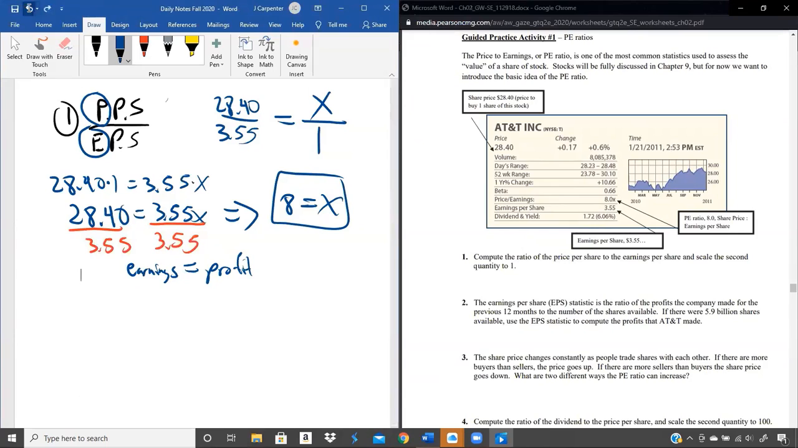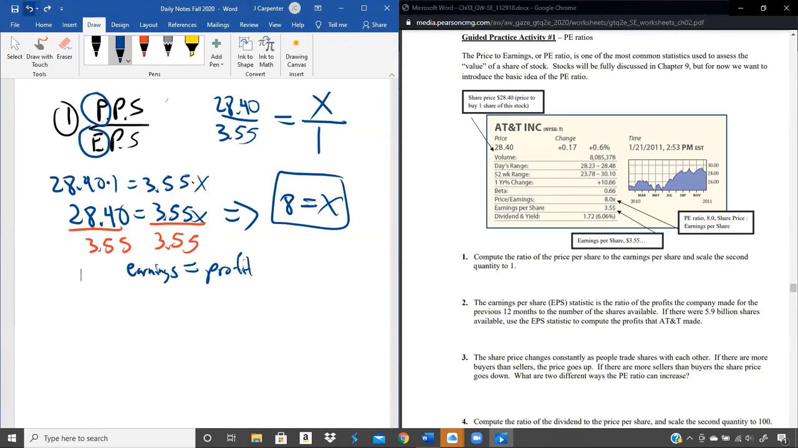So the earnings per share is the ratio of the profits, aka earnings, the company made for the previous 12 months, for the previous year. That 12 months is not going to have anything to do with the problem, to the number of shares. So we're doing profits divided by shares, or earnings divided by shares. The word per means the second thing is in the bottom. If there were 5.9 billion shares available, use the EPS statistic given to compute the profits that AT&T made.